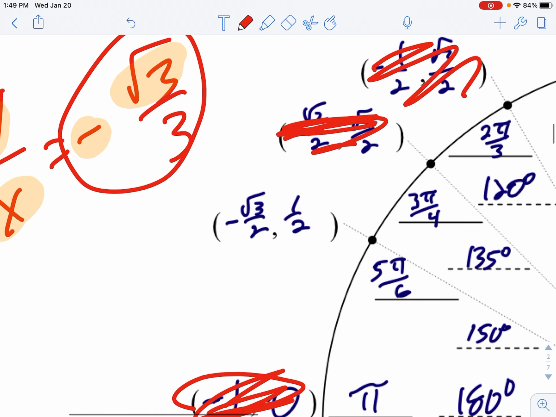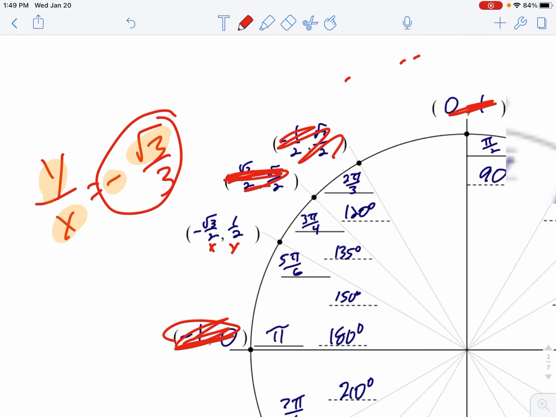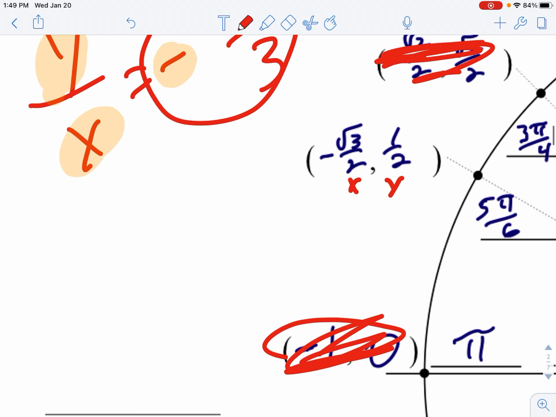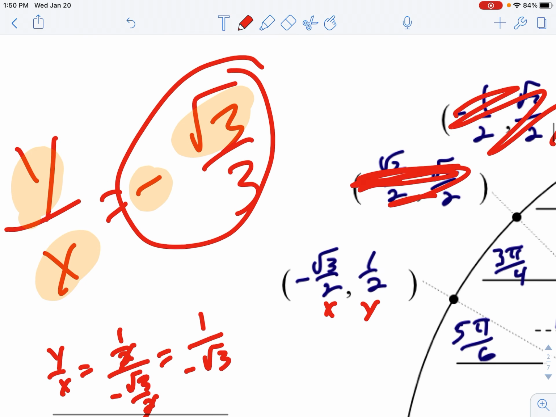Let's try this one. X and y. Do y divided by x. Sorry, I lost my train of thought for a second. Y divided by x is 1/2 divided by negative square root of 3 over 2. The halves cancel. You get 1 over negative square root of 3. And you might say, well, that's not right either.